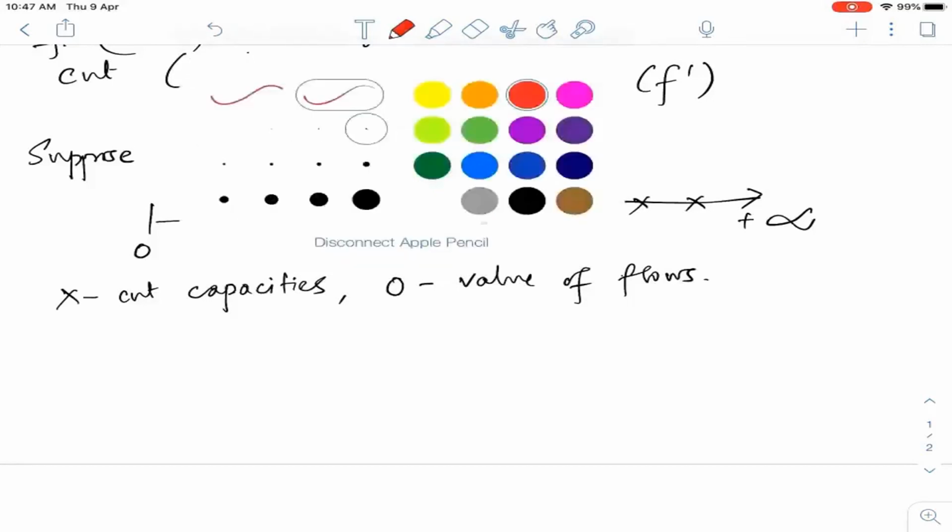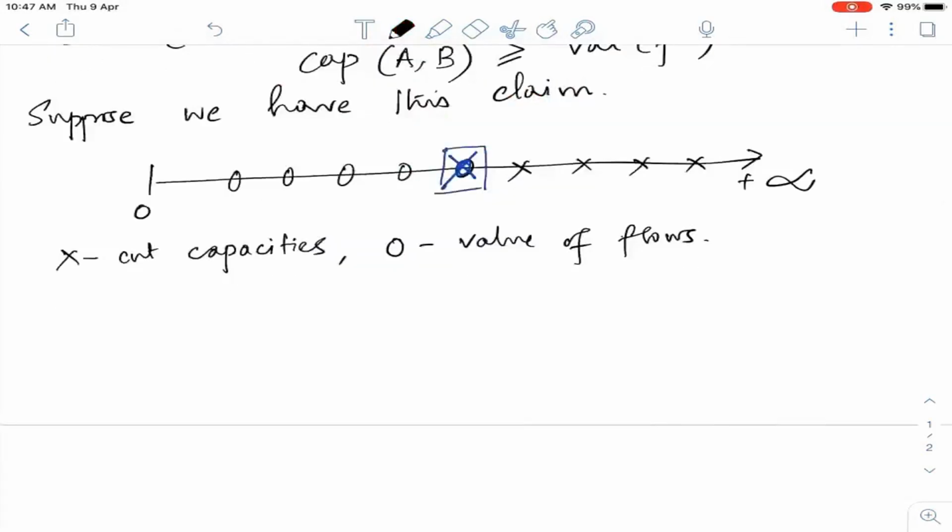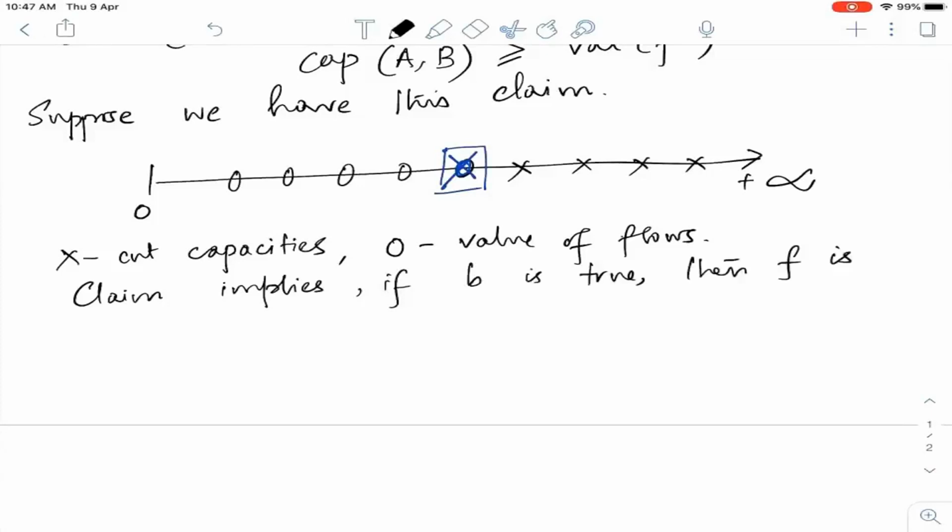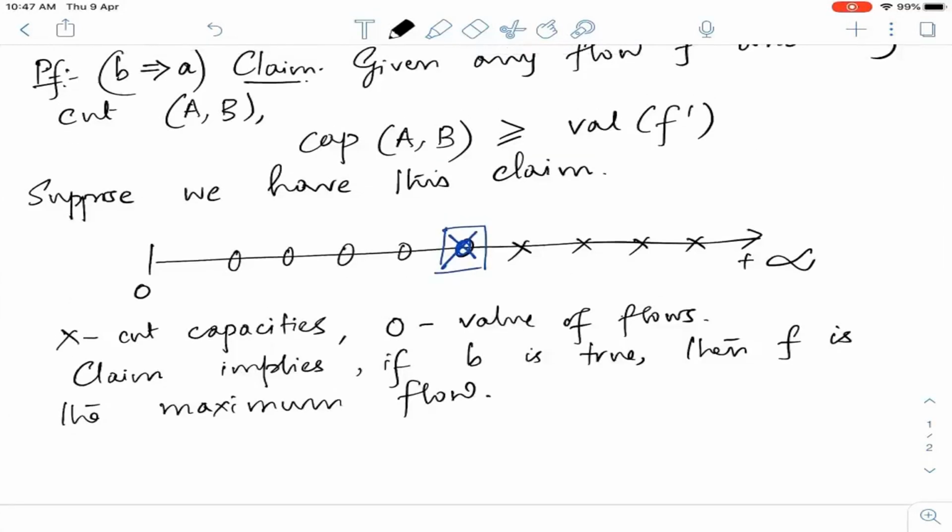So claim 1 implies: if B is true, then F is the maximum flow. Any questions about this? Of course, I still have to prove this claim. I have not shown you the proof of the claim that I have written here, which helped me draw this cartoon. But if I have this claim, then I'm done essentially. Is there any question about that part?